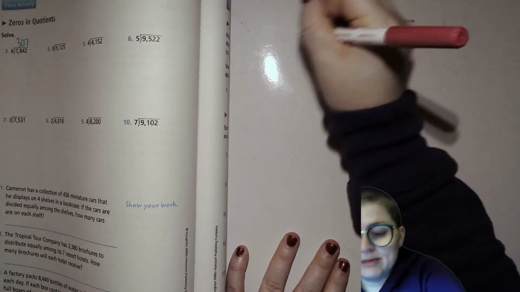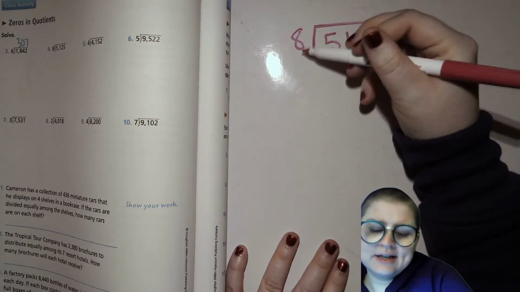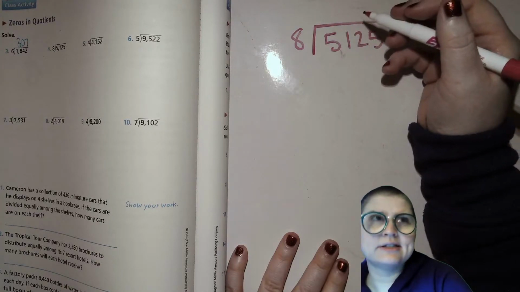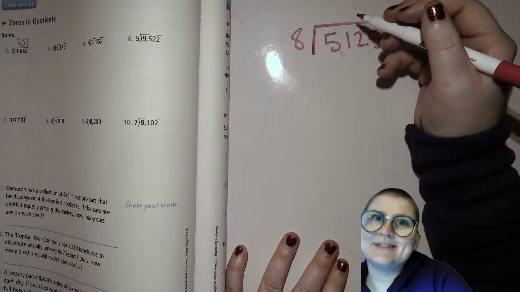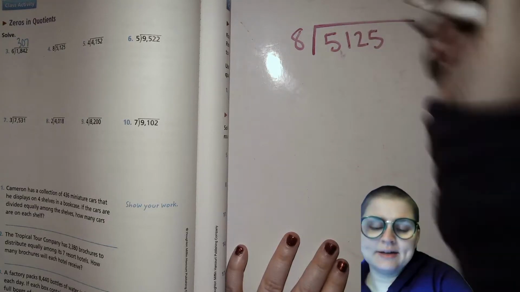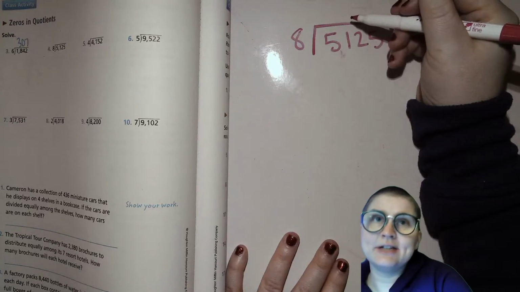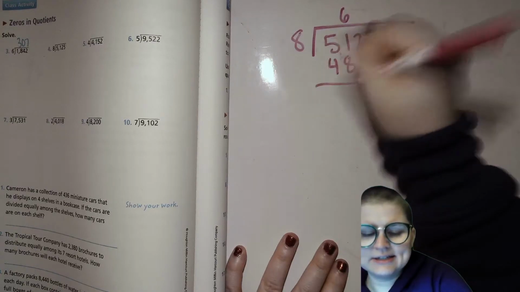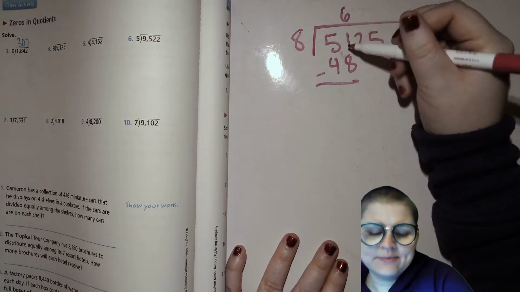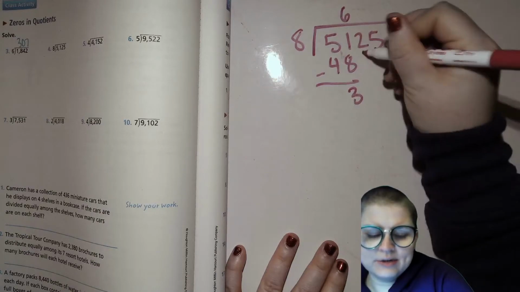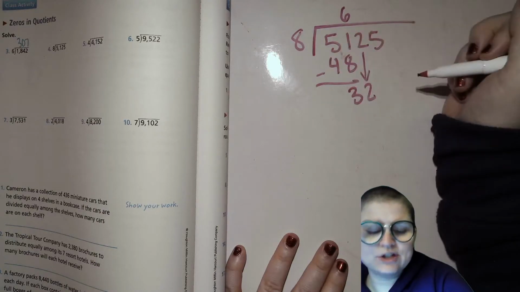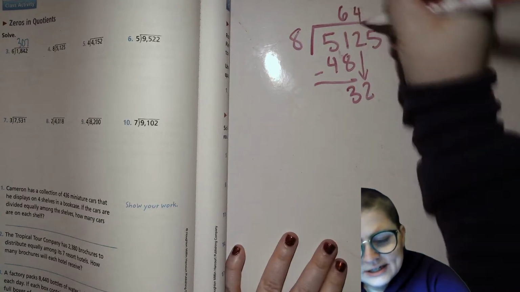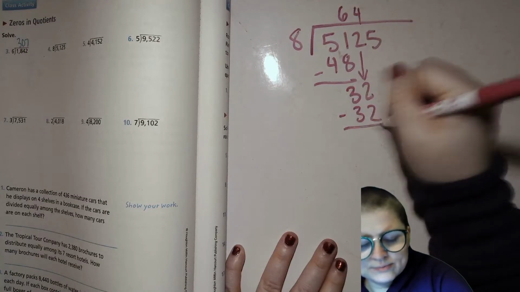Okay, next one. Here we go. 5,125 divided by 8. Can 8 go into 5? No. Can 8 go into 51? Yes. Let's see. 8 times 8 is 64. That's a square number, right? So that's a little high. 8 times 7 is 56. 8 times 6 is 48. Subtract. That's 3. Bring down that 2. Can 8 go into 32? Right? That would be 4 times. So that's 32. And then 0.